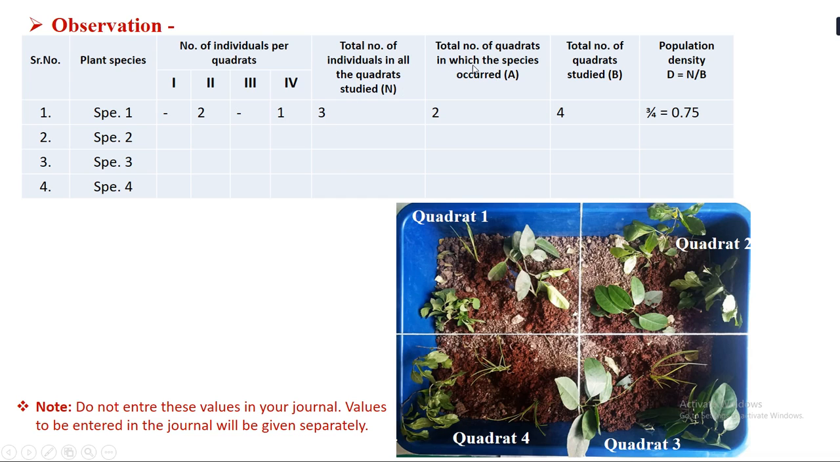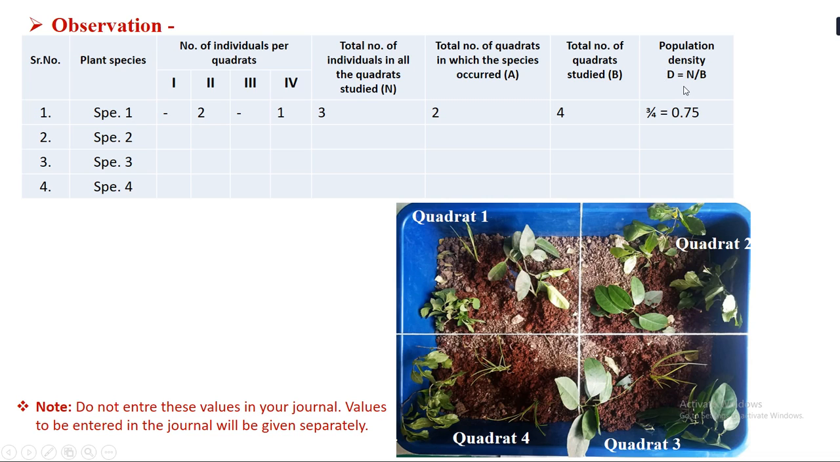Then the total number of quadrants in which the species has occurred. Out of 4 quadrants, the species has occurred in 2 quadrants, the second and the fourth. So here the value will come as 2. Then the total number of quadrants that you have studied. How many quadrants have you studied? 4. So out of 4 quadrants, this particular species has occurred in 2 quadrants, and I have studied 4 quadrants.